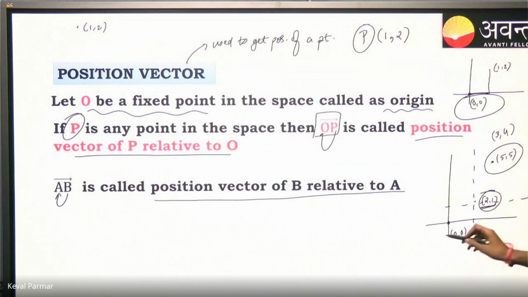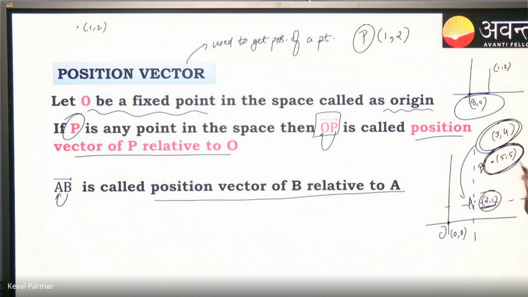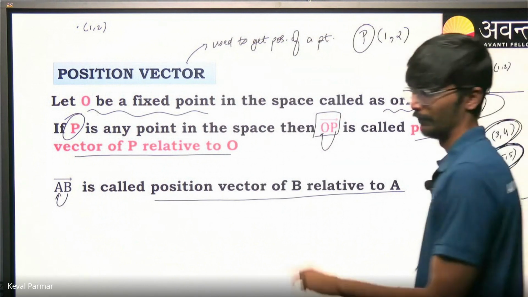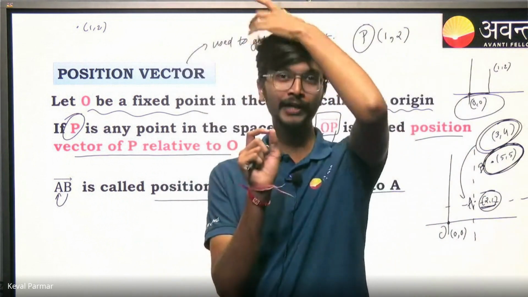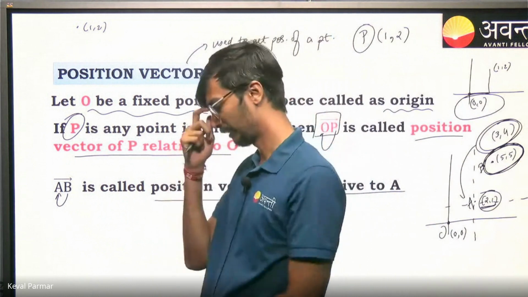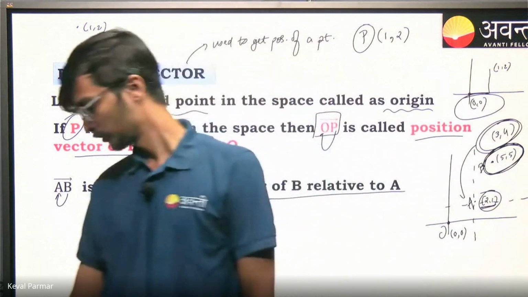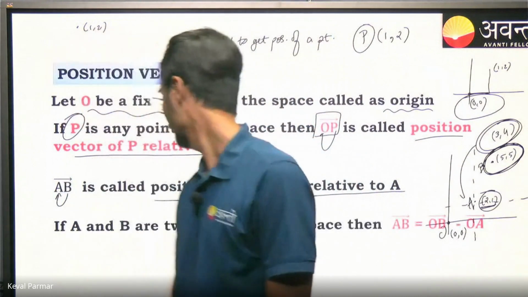So here same thing, this is origin, this is A, this is B. This is position with respect to origin, this is position with respect to A. So basically position vector is denoted this way. A point's position can be given in terms of vectors. Let's see what we have next.